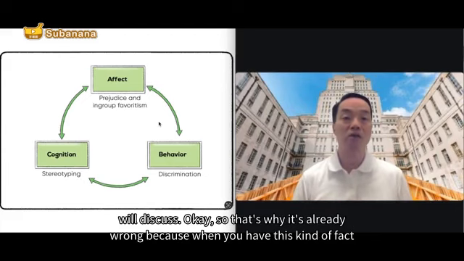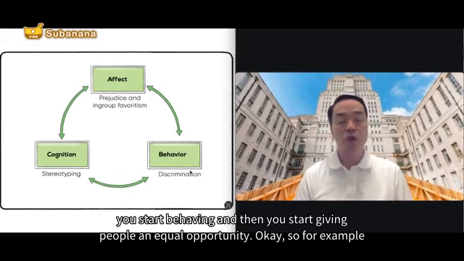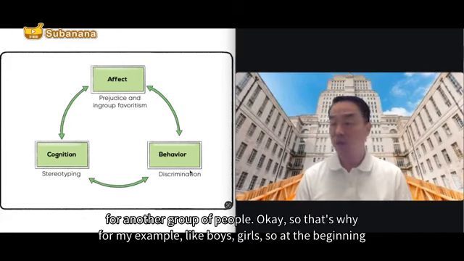Okay, so that's why this is already wrong, because when you have this kind of prejudice, sooner or later that will bring discrimination. Discrimination basically means you start behaving and then you start giving people unequal opportunity. So for example, when you favor a group of people, you tend to give them more opportunity, and that would be very damaging for another group of people.